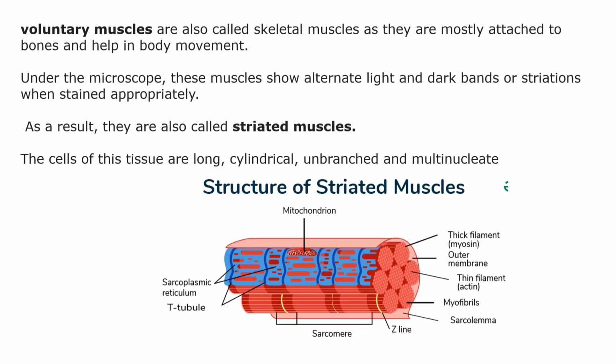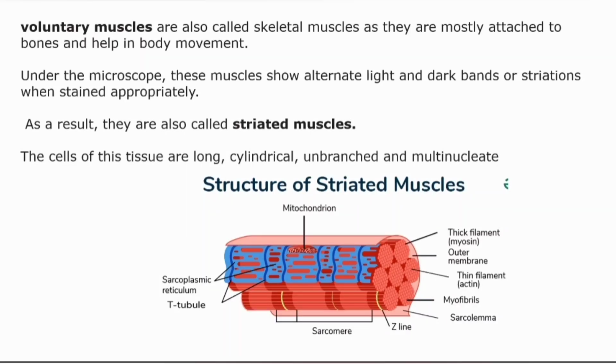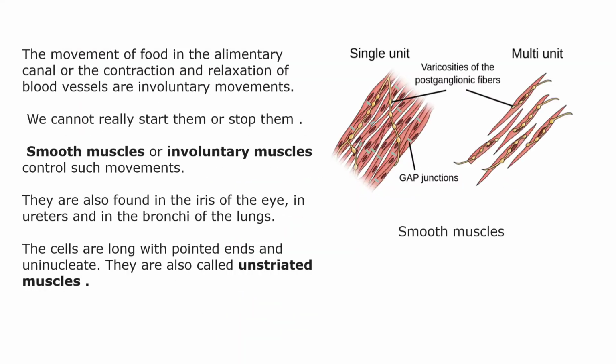Let's discuss voluntary muscles. Voluntary muscles are also called skeletal muscles as they are mostly attached to bones and help in body movement. Under the microscope, these muscles show alternate light and dark bands or striations when we stain them appropriately. As a result, they are called striated muscles. The cells of this tissue are long, cylindrical, unbranched and multinucleated. Structure of striated muscles is shown below. You can observe this.